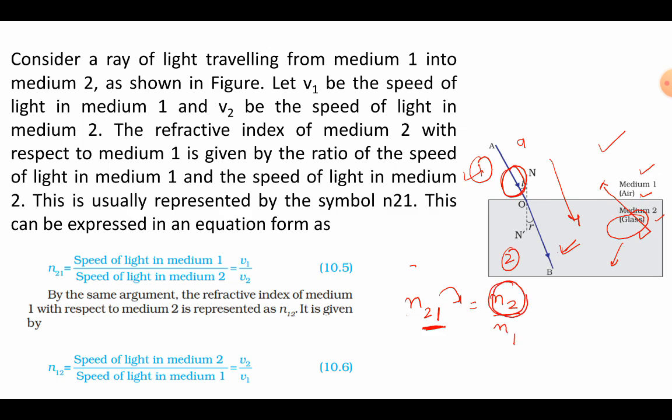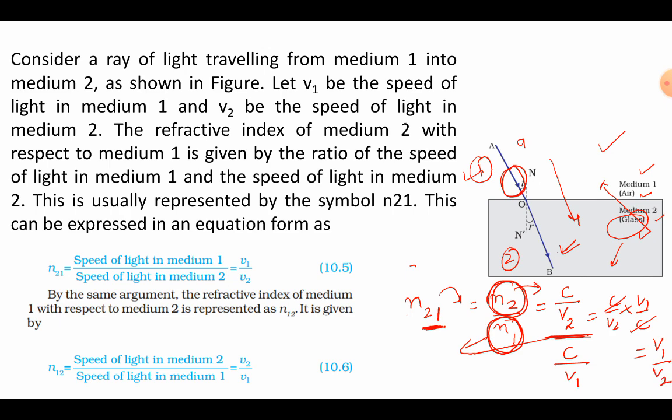If we look at the numerator part, it is the refractive index of the second medium, which can be written as the speed of light in vacuum to the speed of light in the second medium. And the denominator part is the refractive index of the first medium, which can also be written as the speed of light in vacuum to the speed of light in 1. When we rearrange it, C and C cancel out, and the final expression that we get is the speed of light in 1 to the speed of light in 2. So what can we write finally? The refractive index of 2 with respect to 1 is the ratio of the speed of light in medium 1 to the speed of light in medium 2.